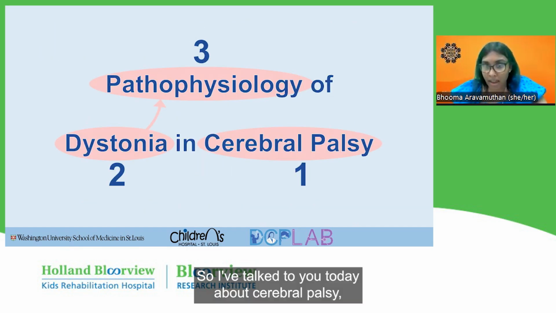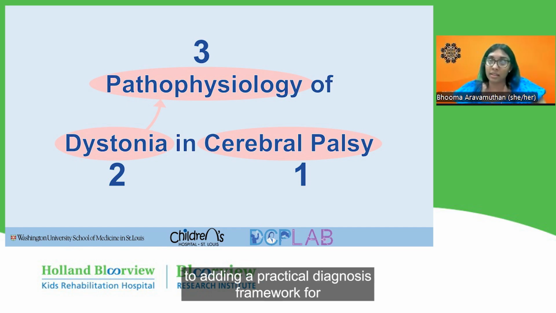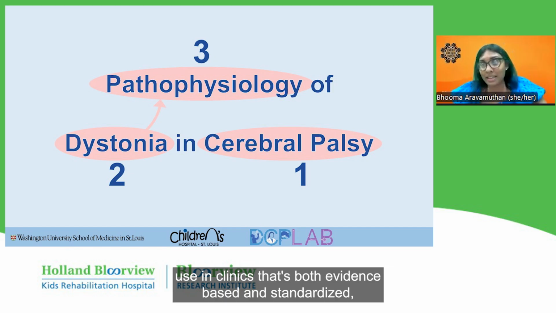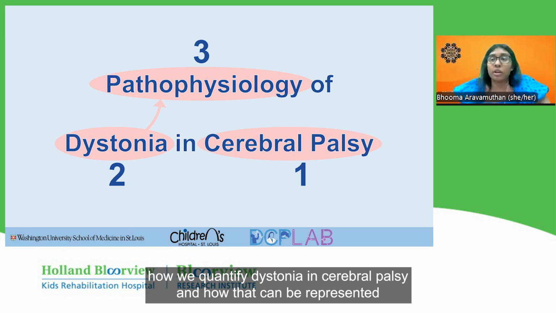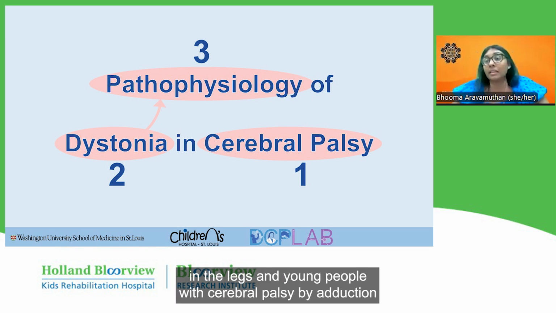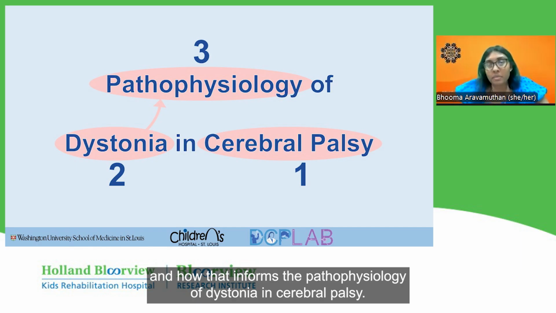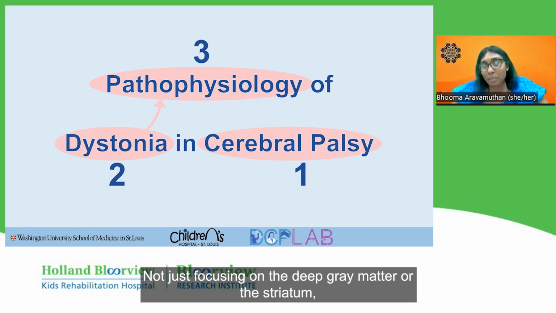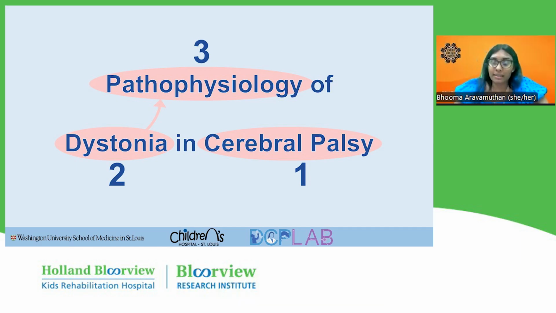So I've talked to you today about cerebral palsy, how we can think about moving from a description to adding a practical diagnostic framework for use in clinics that's both evidence-based and standardized, how we quantify dystonia in cerebral palsy, and how that can be represented in the legs in young people with cerebral palsy by adduction amplitude, and perhaps more than that, adduction variability, and how that informs the pathophysiology of dystonia in cerebral palsy, not just focusing on the deep gray matter or the striatum, but also thinking about the cortex and cortical treatment targets.